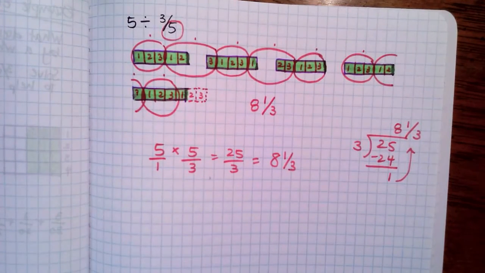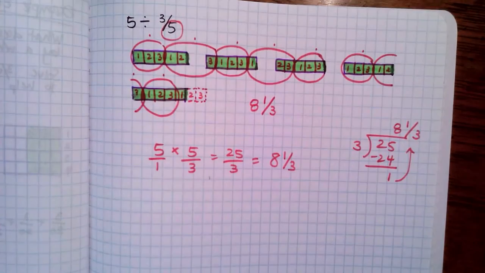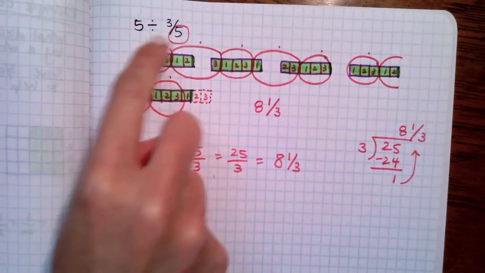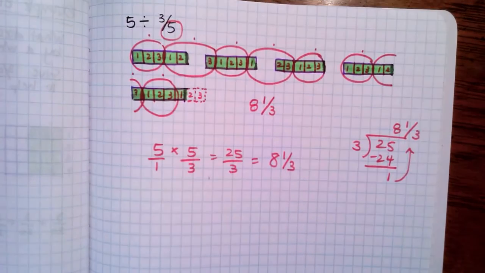Okay? So again, dividing a whole number by a fraction, you're taking that whole number, you're drawing it out, and you're trying to figure out how many of that fraction can fit inside that whole number. Okay?